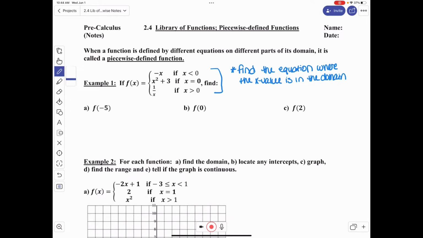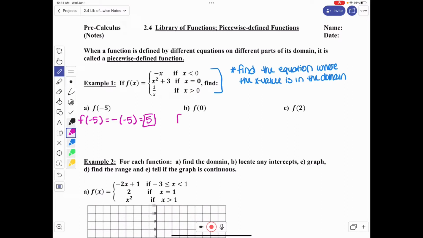So what we do here is when we find f of -5, you want to look and see where -5 fits. So is -5 less than 0? Is -5 equal to 0? Or is -5 greater than 0? Well, -5 is less than 0. So what we do is we plug in -5 here. So we would write f of -5 equals negative, and then plug in -5. And of course, that's going to simplify to +5. Okay, so let me erase this.